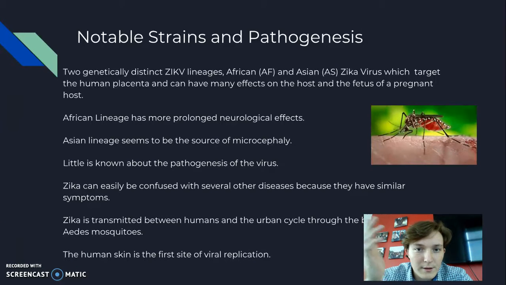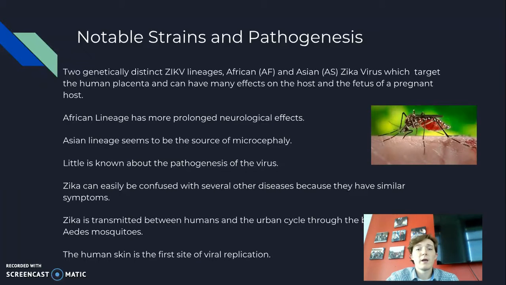We'll talk about some of the actual pathology and symptoms later on. Now the notable strains and pathogenesis of Zika virus. There are two genetically distinct Zika virus lineages, the African and the Asian ones. The Asian one is linked primarily to microcephaly, we believe, and the African lineage is more linked to prolonged neurological effects. Microcephaly in the Asian lineage mainly affects the fetuses of pregnant women.